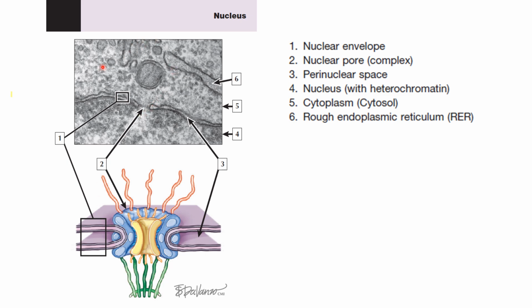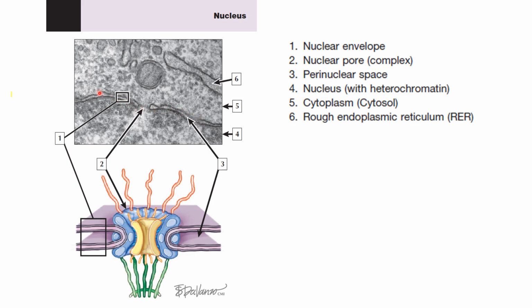Shown here is an electron micrograph of a nuclear envelope, labeled here as number 1, and a schematic of a nuclear pore complex, or an NPC. A nuclear envelope encloses the nucleus of interphase cells and separates a nucleus from the outer cytoplasm. The nuclear envelope consists of two parallel unit membranes. You can follow my arrows over here.